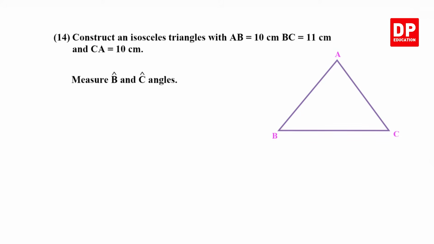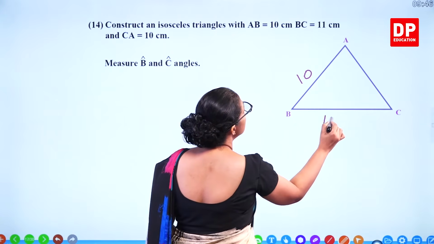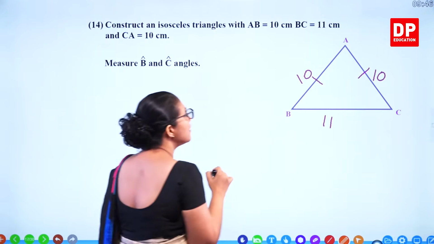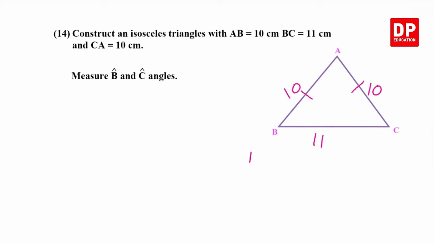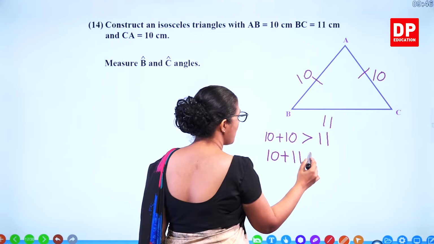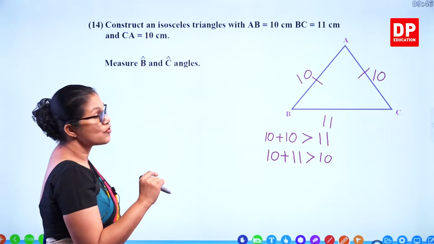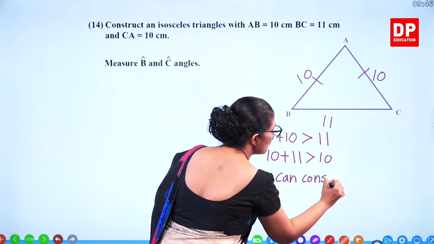Construct an isosceles triangle with AB 10, BC 11 and CA 10. Isosceles means two lengths are equal. So can we do that? We'll check. 10 plus 10 is greater than 11. And if you take 10 plus 11, that's 21, which is greater than 10. So that's true. You can construct the triangle. So we'll try to construct it.